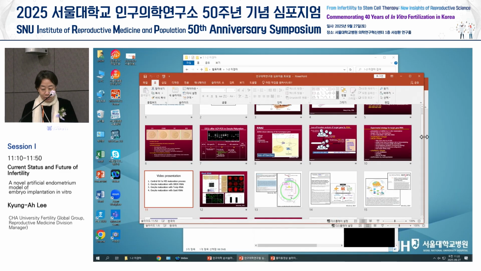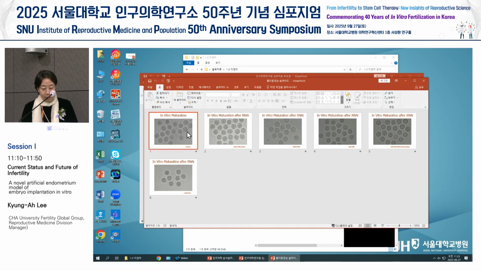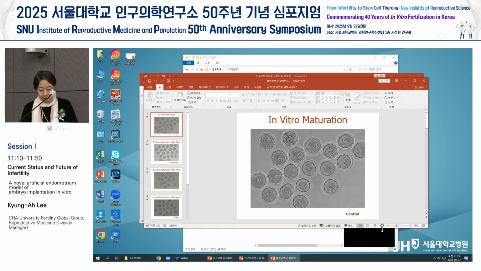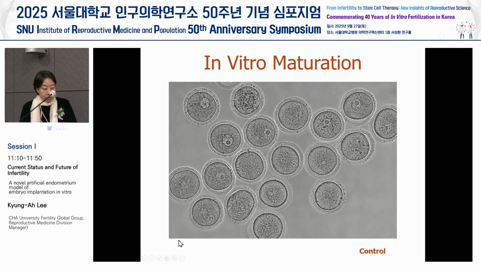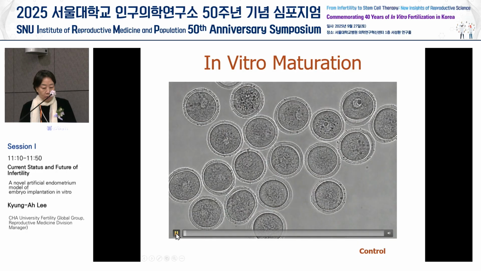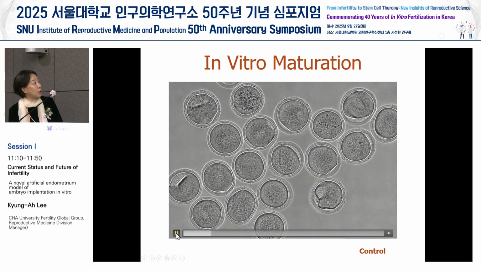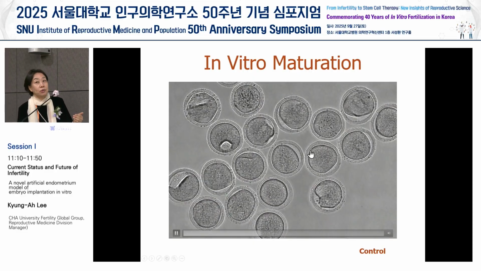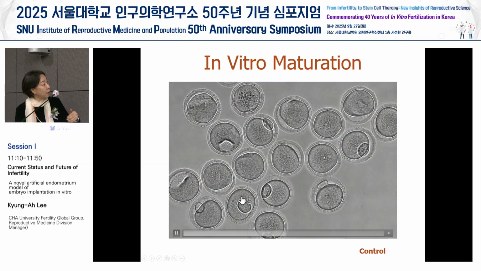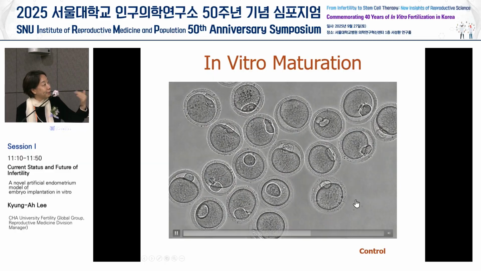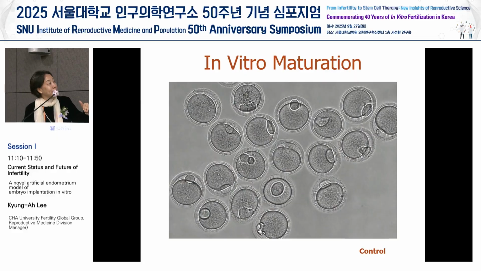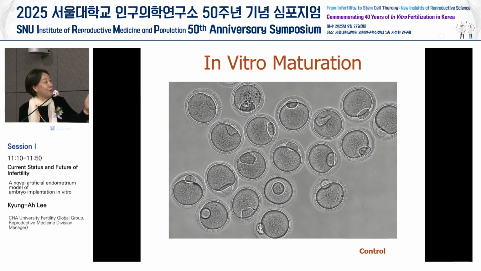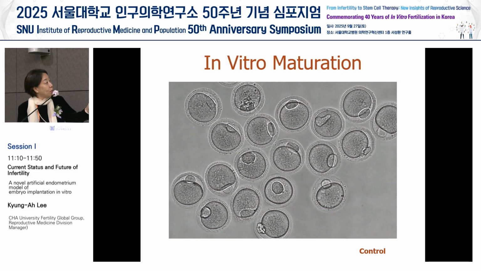I couldn't make the same slide here, so I had to separate them. This is the normal oocyte maturation process, overnight. You can see the cytoplasmic streaming, very active, and then cytokinesis is done and the polar bodies come out beautifully. So almost 100% of oocyte maturation occurred. These are mouse oocytes.